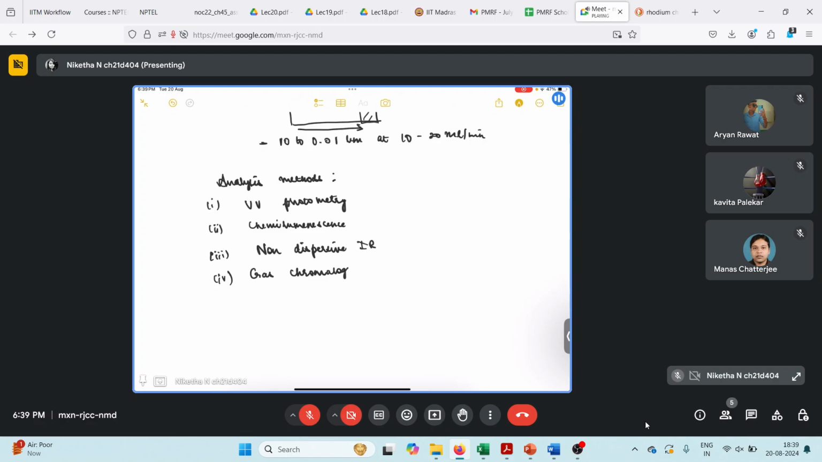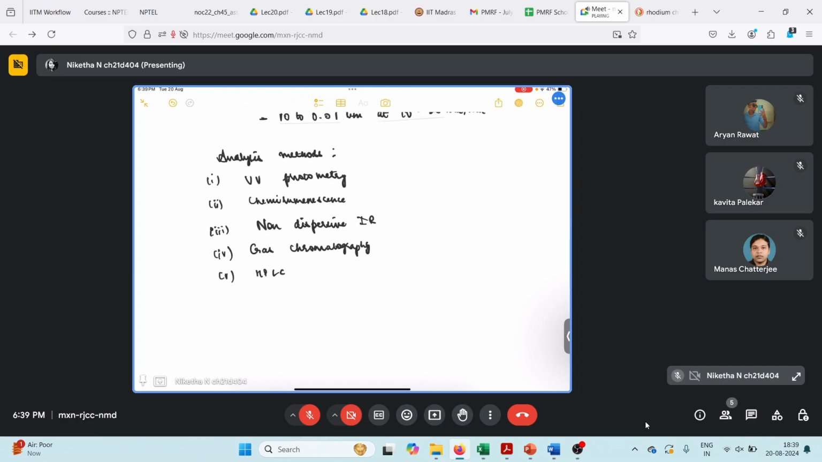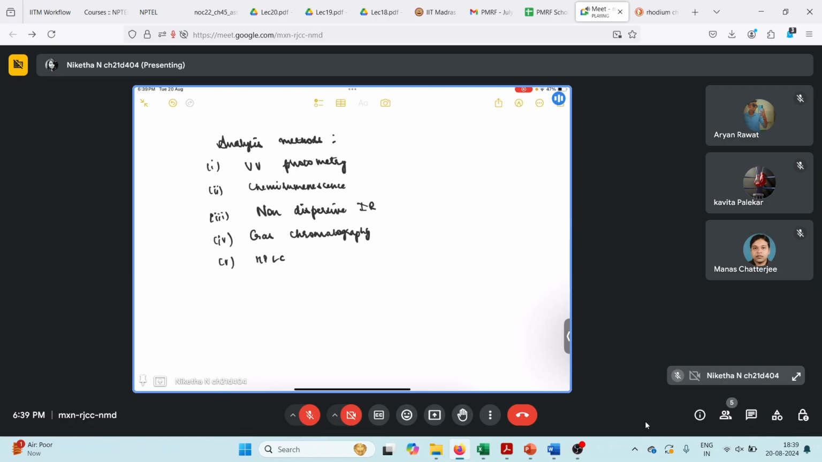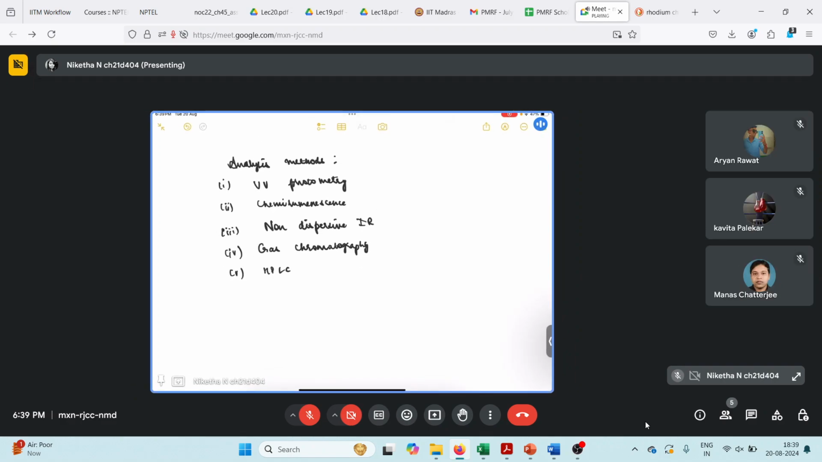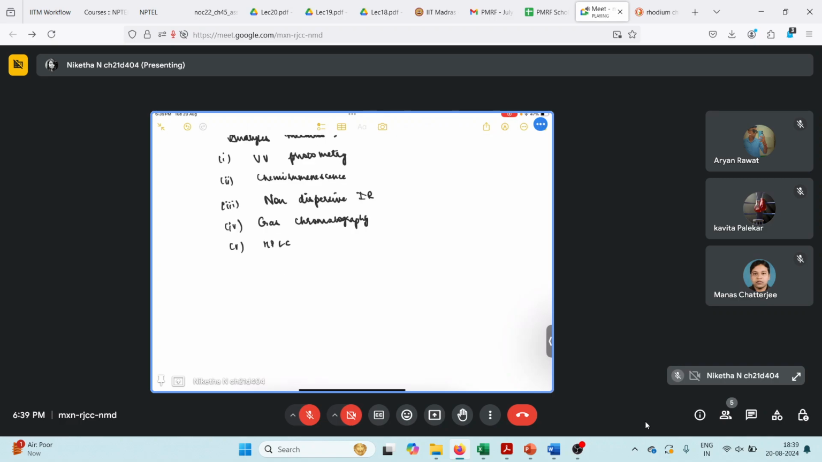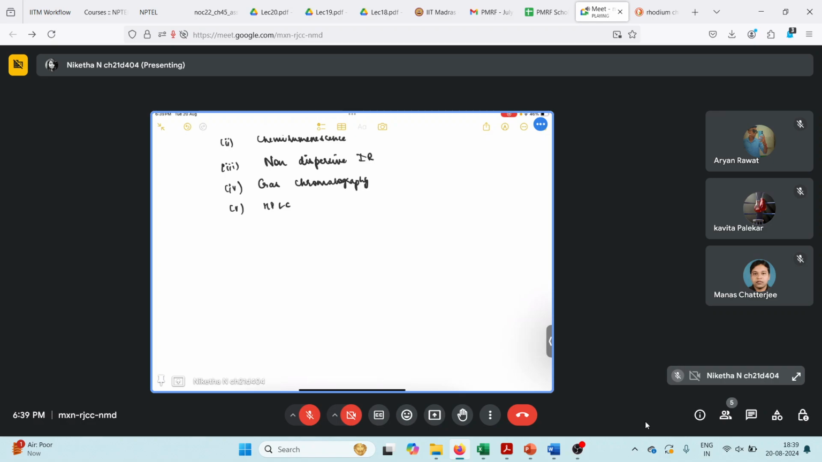In the previous class, we have looked at these things: gas chromatography, UV photometry, even HPLC in detail. So all these methods can be used to analyze air pollutants. Okay. Coming to water.